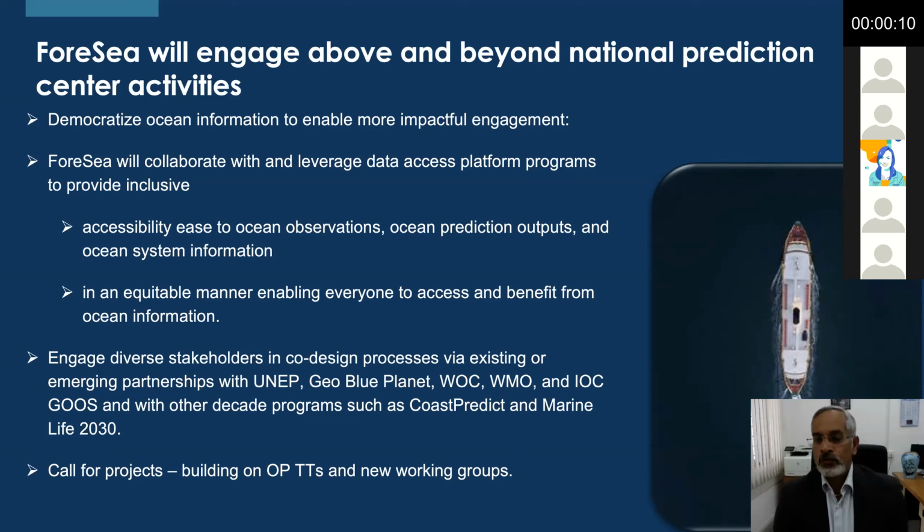In addition, ForeSea would engage with the diverse stakeholders in the co-design processes via existing or emerging partnerships with programs such as UNEP, GeoBlue Planet, WMO, IOC, and GOOS, and also with other DGATE programs such as QuestionsComments and Marine Life 2030. Larger participation from the scientific community will be solicited via projects.